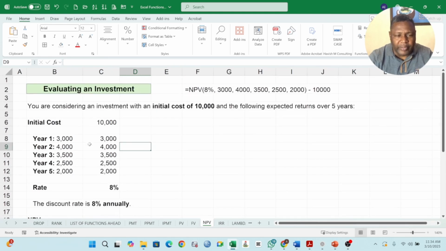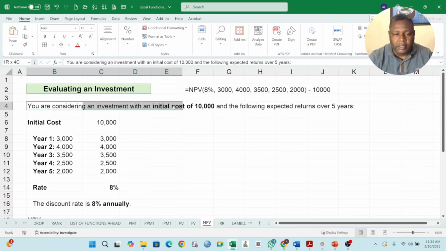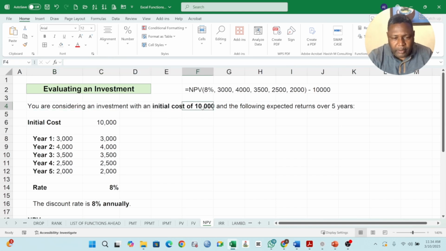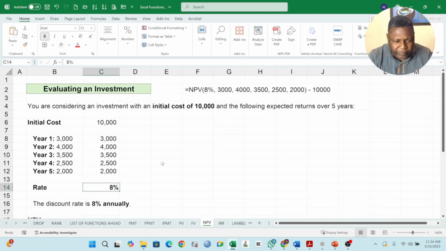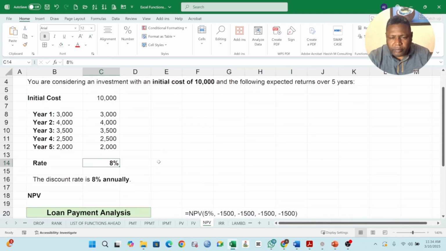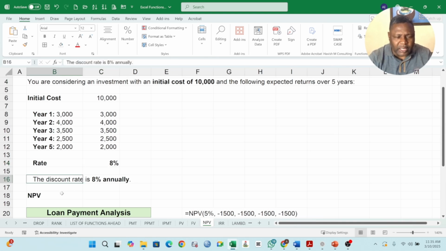So we have this example, said we are considering an investment with an initial cost of $10,000 or thereabout, and the following expected return over 5 years. So you have this as expected returns over 5 years. So year 1, this is what you should have. Year 2, this is expected return, and then this is the rate. Okay, that's the rate of return. Now, so you are using the 8% as your discount rate.